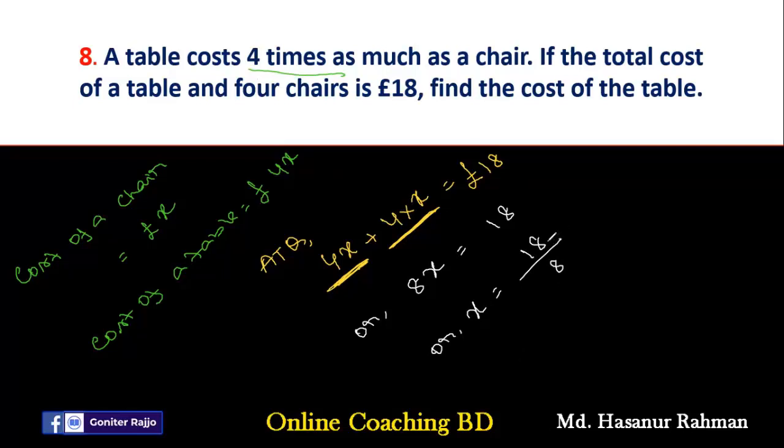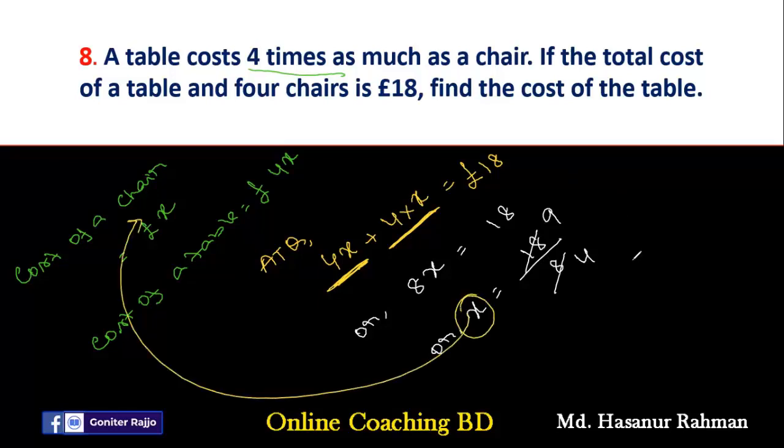Now we have to divide. We can divide numerator and denominator both by 2, then it will be 9 by 4. We can easily say cost of a chair is 9 by 4 pound. Therefore, we can write in this way because X is the cost of a chair. So therefore, we can write cost of a chair is 9 by 4 pound.